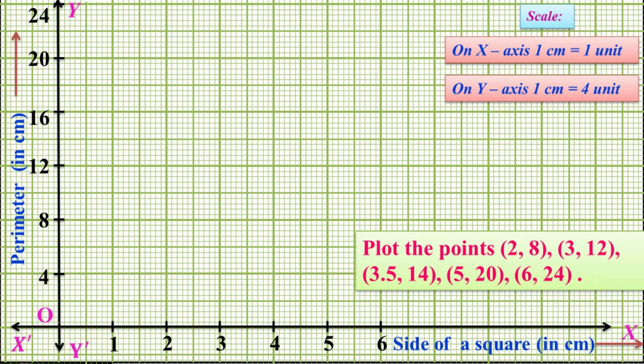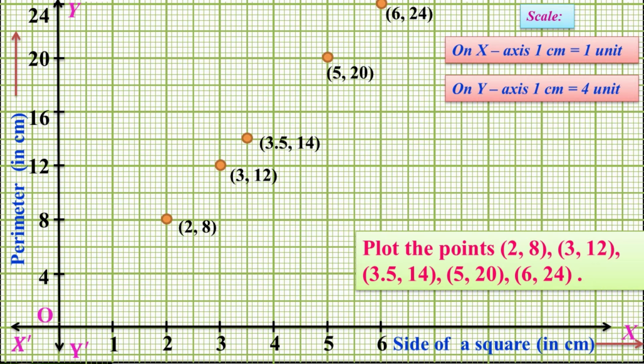Now starting, plot the points (2, 8): x is 2 and y is 8. (3, 12): x is 3 and y is 12. (3.5, 14): x is 3.5 and y is 14. (5, 20): x is 5 and y is 20. (6, 24): x is 6 and y is 24.